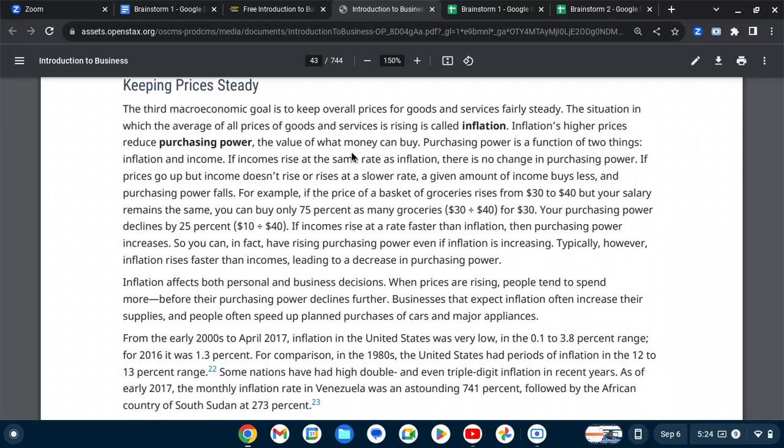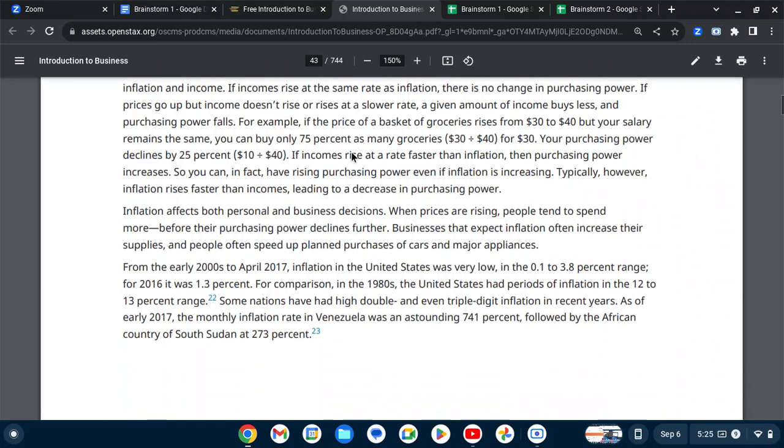If income rises at a rate faster than inflation, then purchasing power increases. So you can, in fact, have rising purchasing power even if inflation is increasing. Typically, however, inflation rises faster than incomes, leading to a decrease in purchasing power.